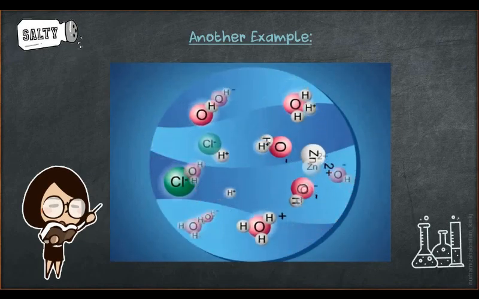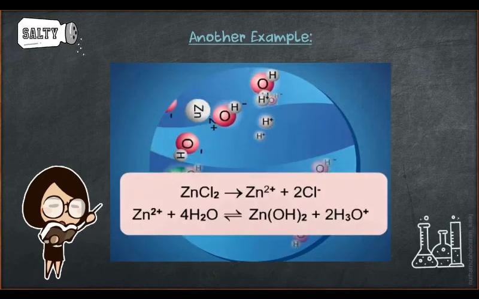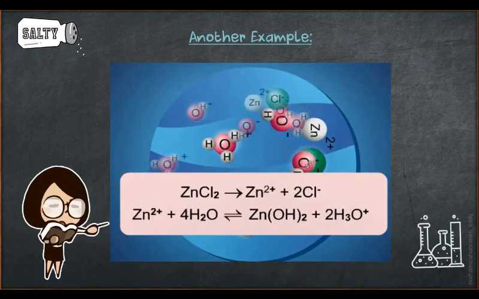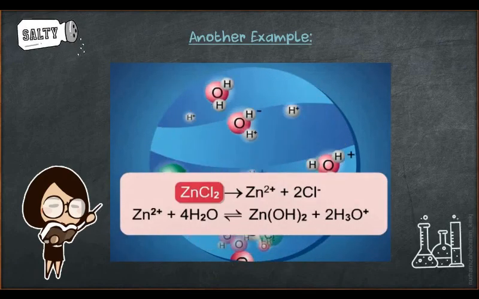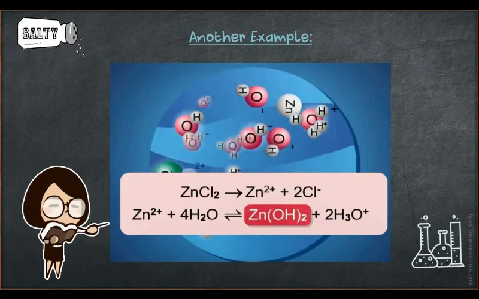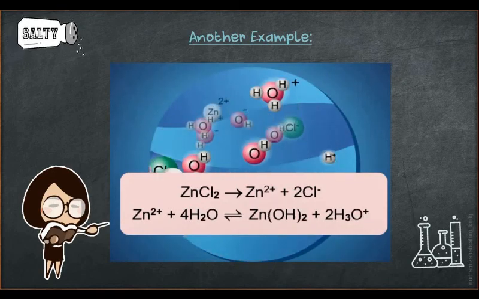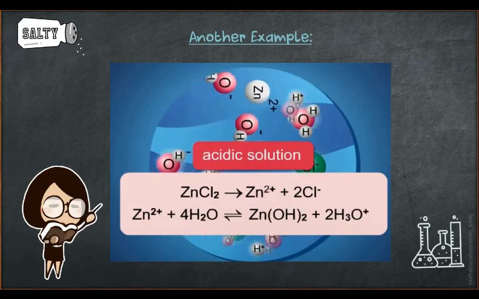Many metal cations also undergo hydrolysis in an aqueous solution. For example, the zinc ions formed by the dissociation of zinc chloride in water react with the water to form the slightly soluble zinc hydroxide and hydronium ions. A zinc chloride solution is thus acidic.